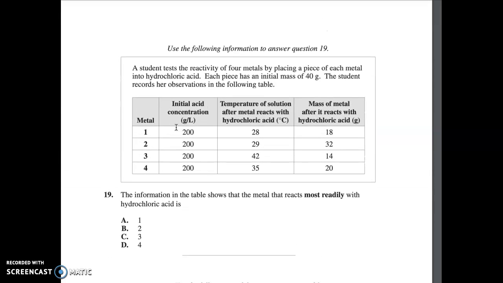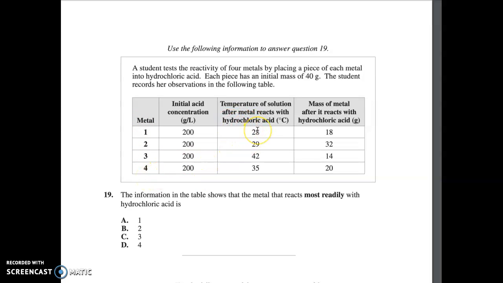Okay, in question 19, they are adding some hydrochloric acid to 4 different metals. They all start with the same mass of the metal and the same concentration of the acid. So those would be our controlled variables. And then our manipulated variable would be what kind of metal you put in. And it doesn't say what kind, it just says metal 1, 2, 3, 4.